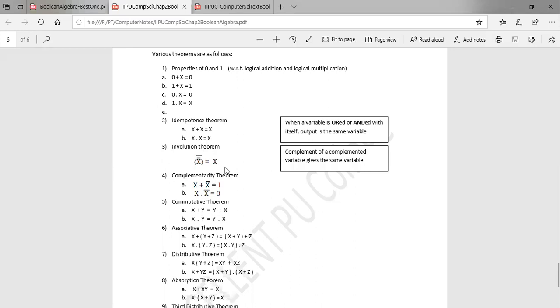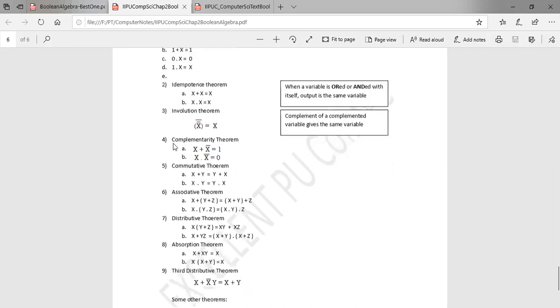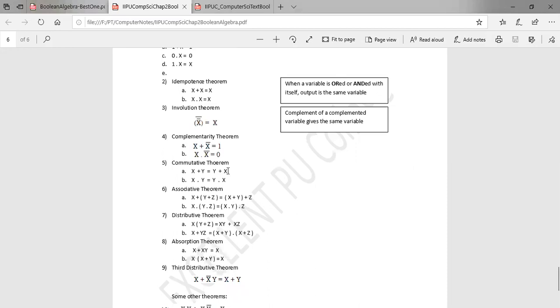Third one is the involution theorem or involution law. It states that x complement whole complement is equal to x. That is, the complement of a complemented variable gives the same variable. Are you getting it? That means double complementing. Fourth one, the complementarity theorem. A says that x plus x bar is equal to 1. B is x dot x bar is equal to 0.